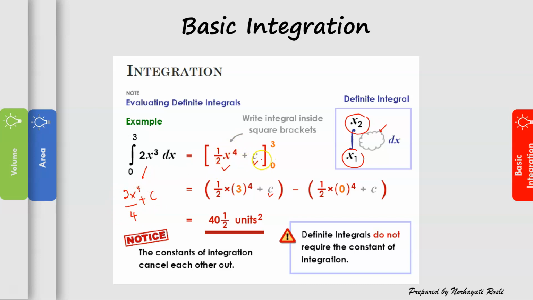But now we cannot just leave our answer like this. We have to substitute 0 and 3 for x. When we substitute, for the first part we have x equal to 3, so we have this term, and c is still here, minus 1/2 times 0 to the power of 4 plus c. When we solve this, c minus c cancels out. Now we get our definite integral, that is, we have a value for our integration.